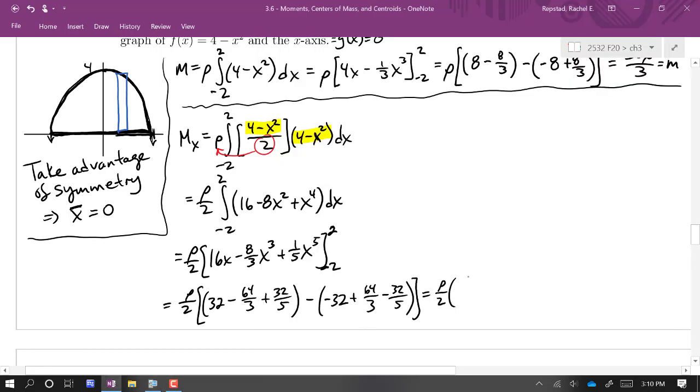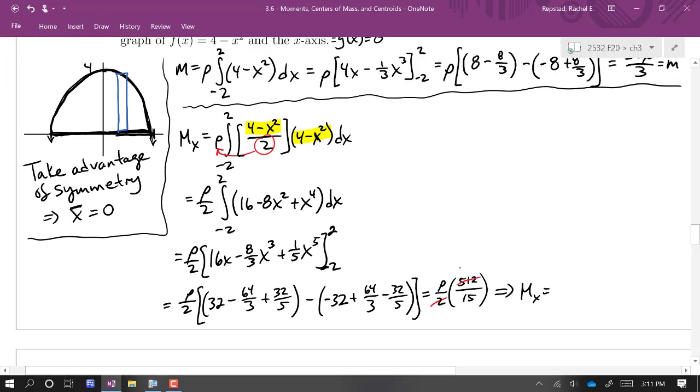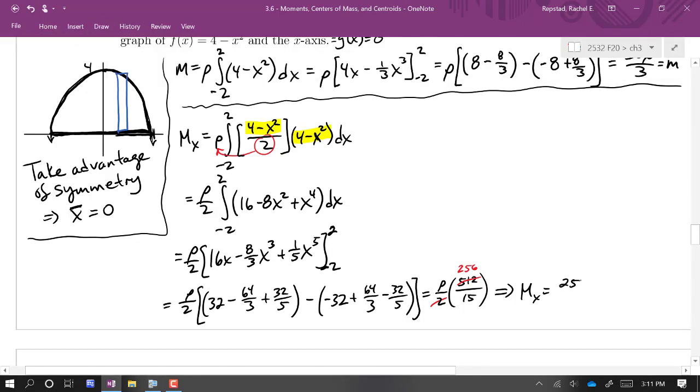So 512 over 15. We're multiplying that by rho over 2. So our moment about the x-axis, after we simplify, because 2 goes into 512 256 times, is 256 rho over 15. So we have all the integrals that we need.